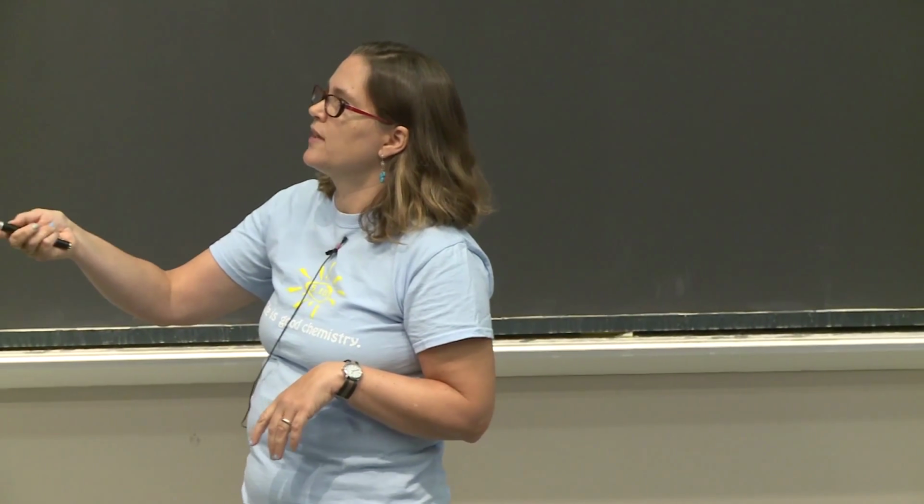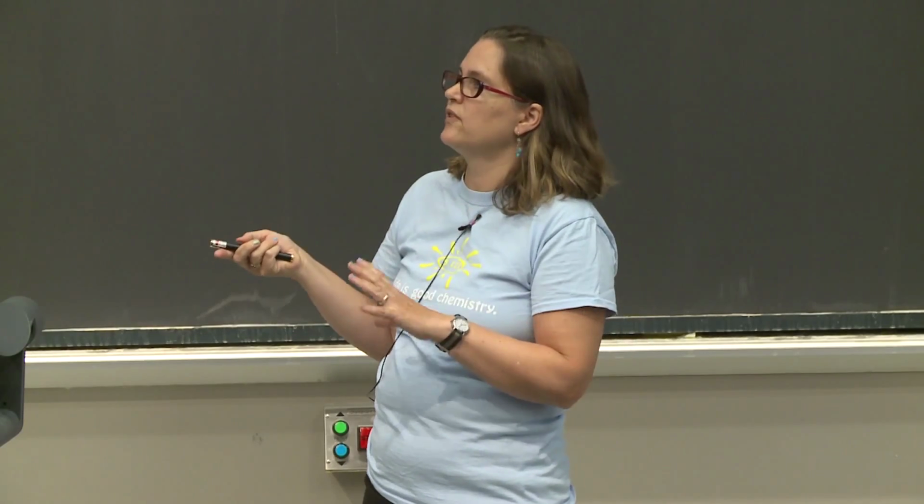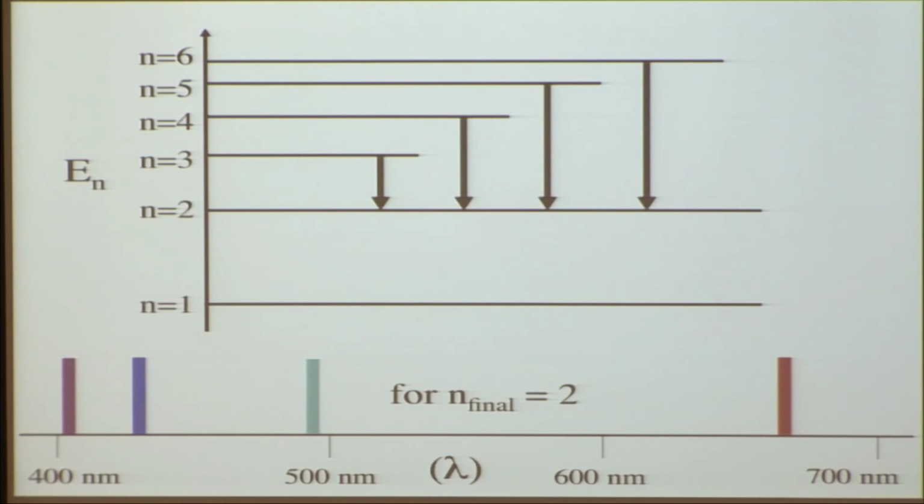But there were these different transitions that were being observed from 3 to 2, 4 to 2, 5 to 2, and 6 to 2. So now let's think about which colors, which wavelengths are due to which of the transitions. So for the red one, what do you think? 3, 4, or 5 transition to 2?